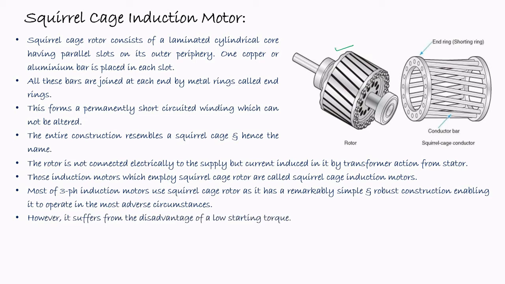But there is a disadvantage of this type of motor, that is, the starting torque of the squirrel cage induction motor is very low. As we have already discussed, the rotor windings are already short circuited, so we cannot add any extra resistance to the rotor windings. Later, during the operating principle, we will see that the starting torque will be maximum when the rotor winding resistance is equal to the rotor winding reactance. This is the condition for the maximum starting torque.